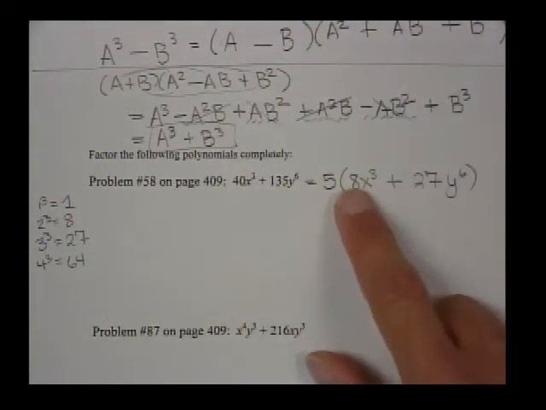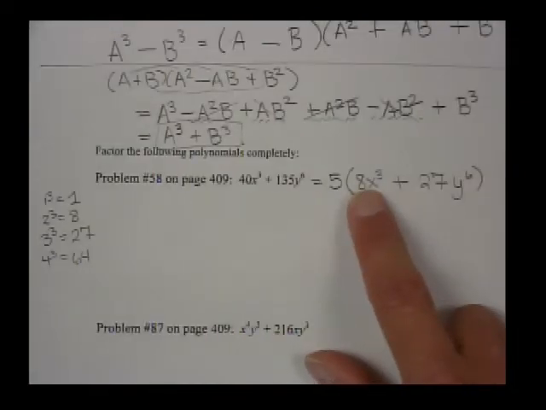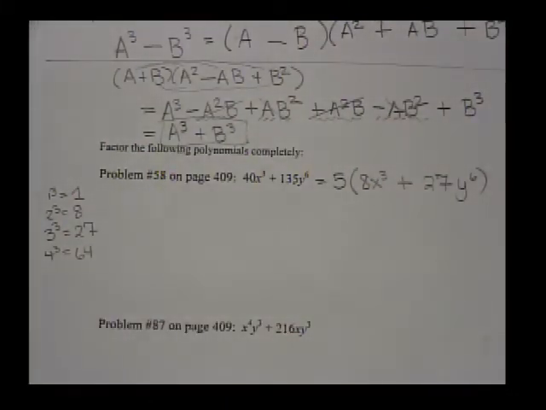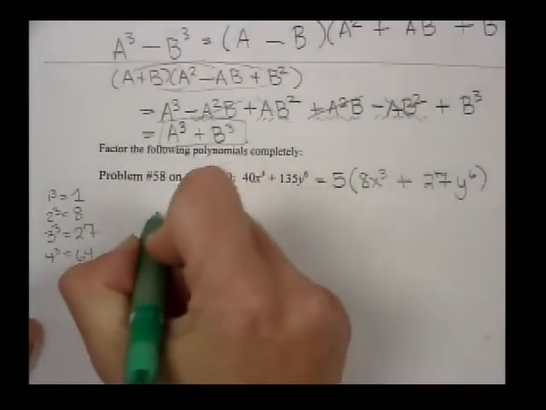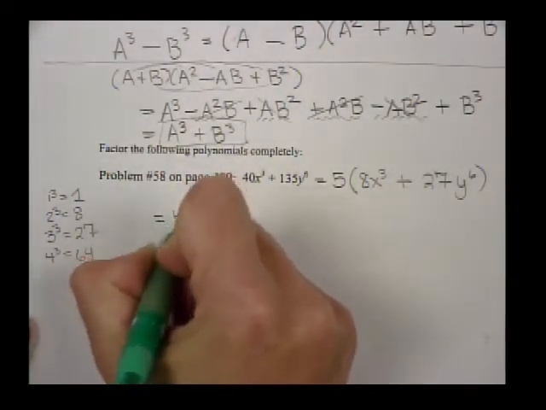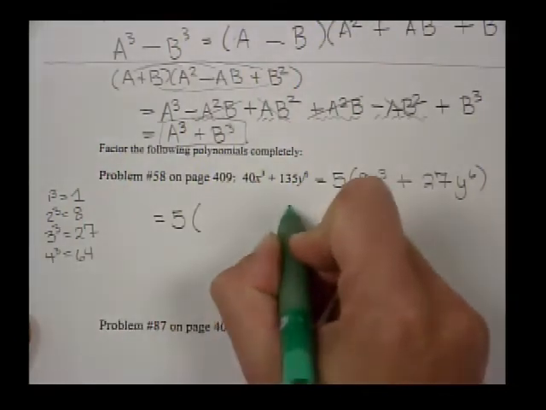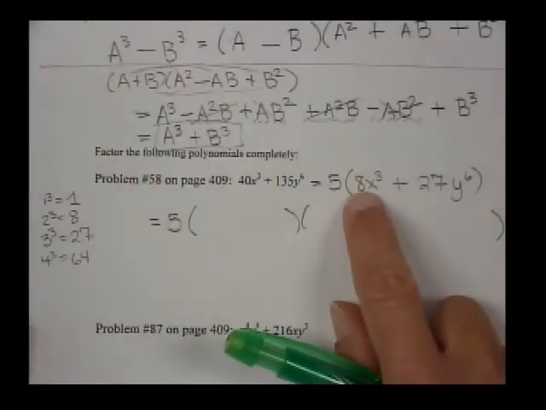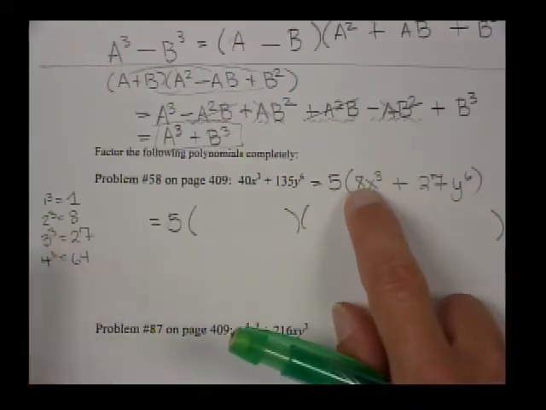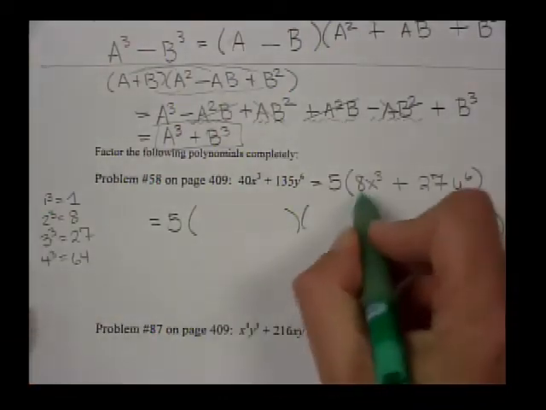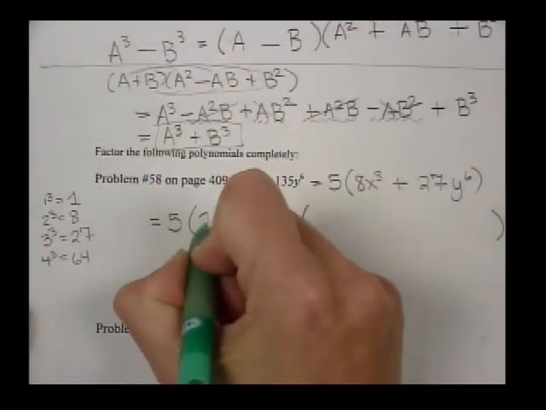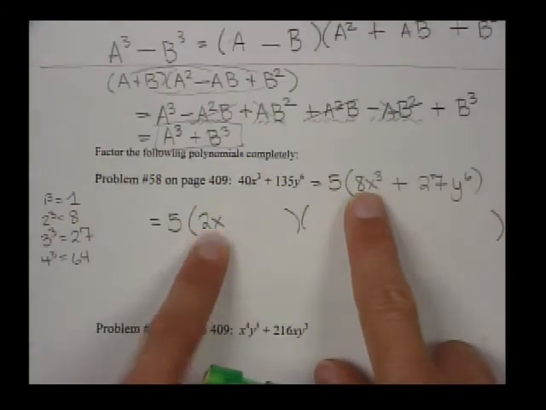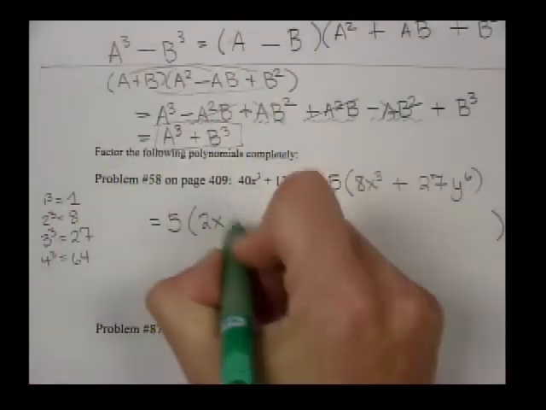Well, now the 8 is a cube. I see that in my list, and so is 27. So I know this is probably going to be able to be factored as the sum of cubes. The 5 still stays out in front. So I ask myself, okay, what do I multiply by itself 3 times to get 8? And that's 2. So the first term is 2 and then x. So if you did 2x times 2x times 2x, that would give you 8x cubed. This starts out with a plus, so my first parentheses has a plus.